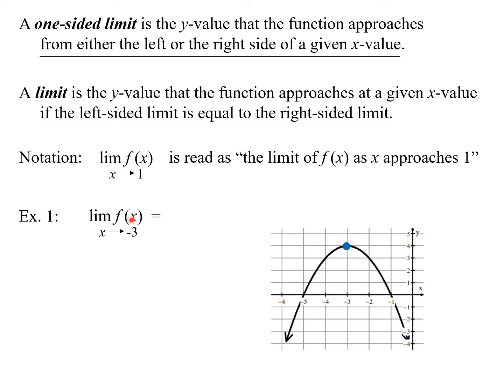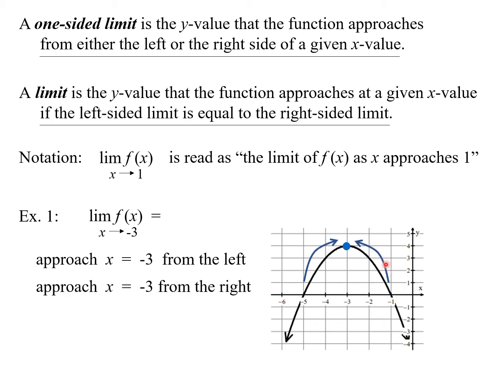Okay, let's do an example. Let's look at the limit of f of x as x approaches negative 3. x is negative 3 right here. Okay, so we're going to approach negative 3 from the left-hand side. All right, and now we're going to approach from the right-hand side. Note that either from the left or the right, both go to the same value. That place right here, and the value of the function there is 4. So the limit of f of x as x approaches negative 3 is 4. Okay. Now, note also that the function has a value of 4 at x equals negative 3.